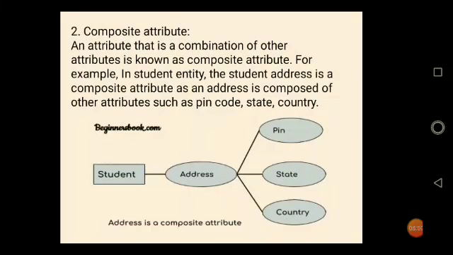What is called a composite attribute? Address is an attribute here, and that attribute holds many sub attributes. That is called a composite attribute. One attribute that is a combination of other attributes is called a composite attribute.